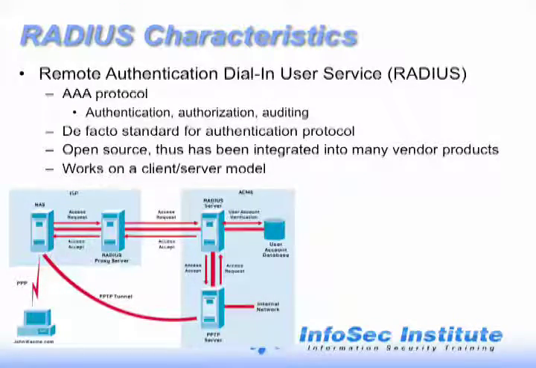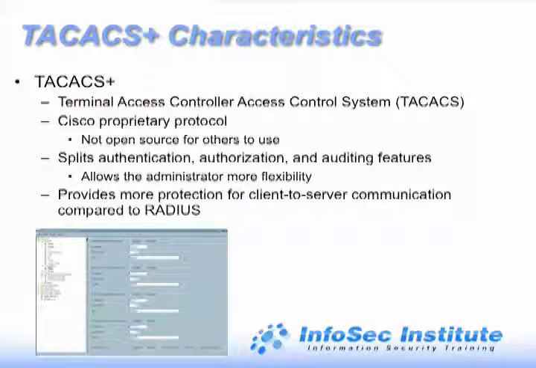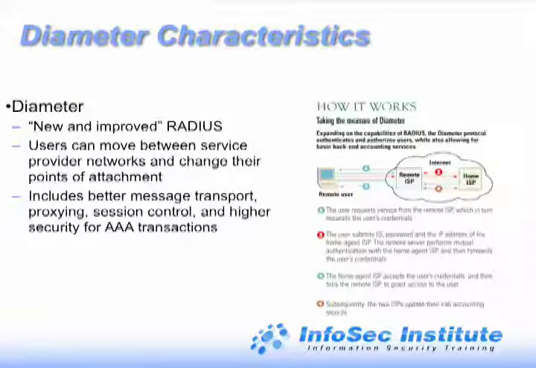RADIUS, basically know the information behind it is the Remote Authentication Dial-In User Service. It uses the authentication, authorization, and auditing protocol. And same thing with its future, Diameter. TACACS is going to be your Cisco proprietary, or TACACS Plus. And Diameter, of course, is the newer version, or the improved RADIUS, which is still going to do the authentication and auditing.